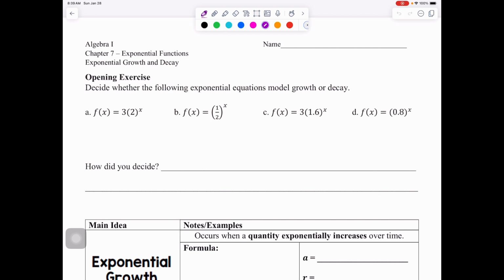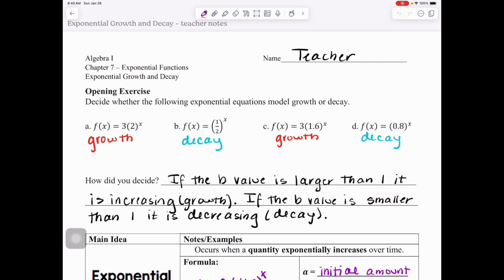So this is a review of something that we discussed in a previous lesson. Please pause the video, try the opening exercise on your own, and then resume the video to go over the answers. Okay, now that you tried on your own, let's look at each one.